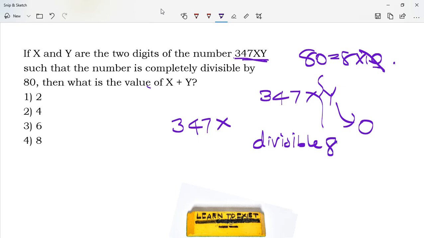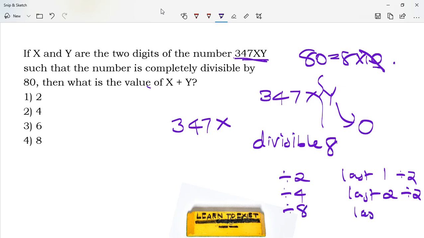So we need to check the divisibility of a number by 8. We know a number is divisible by 2 if the last digit is divisible by 2, and divisible by 4 if the last two digits are divisible by 4. Sorry, it is 4 here and 8 here: a number is divisible by 8 if the last 3 digits are divisible by 8. I think you know that.